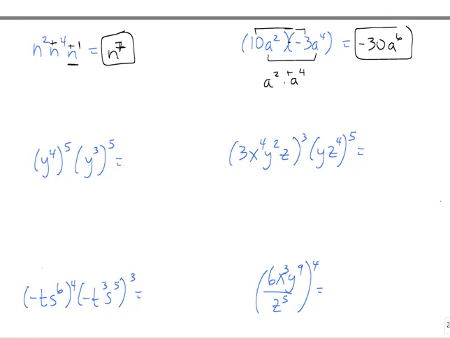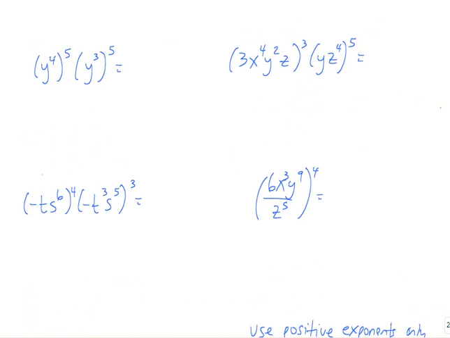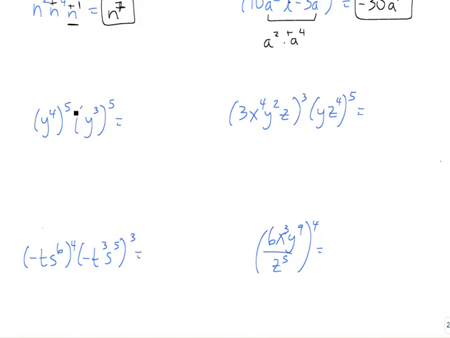Okay? On the next example, we have parentheses again, but we do have powers on the outside. So on these, we're going to apply that power to a power rule. We have y to the 4th raised to the 5th. We get to multiply these two powers together. 4 times 5 gives me y to the 20th. And applying power to a power rule here, 3 times 5 gives me y to the 15th.